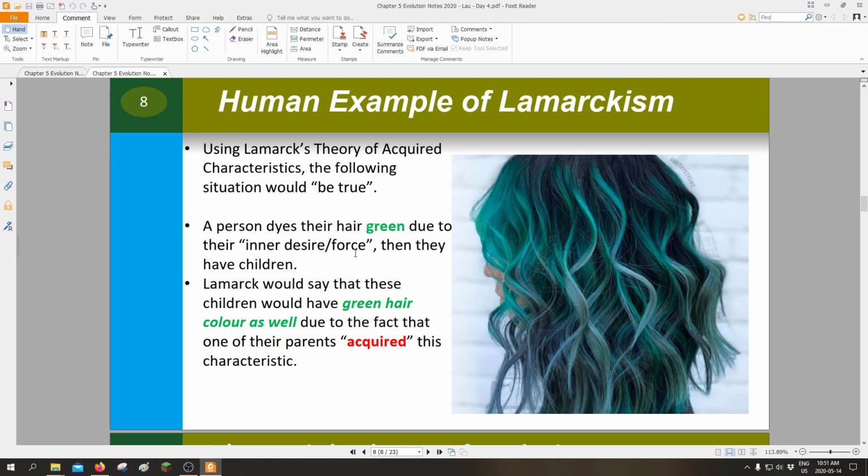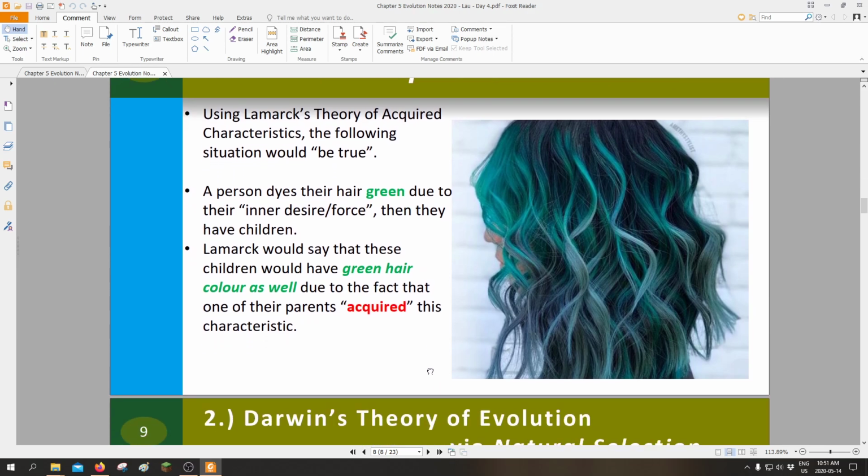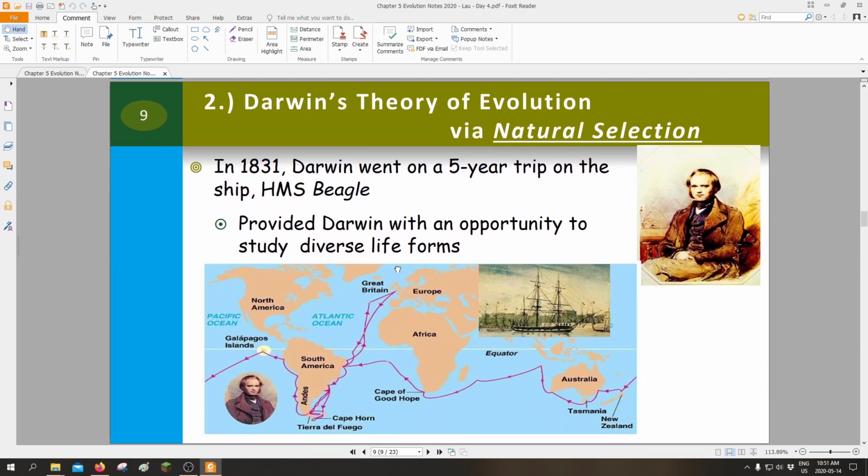Even though Lamarck saw what was happening, and he's like, okay, I see that the species change over time, he had a false idea of why that happened. Next, we have Charles Darwin, who looked at Lamarck's theory and was like, okay, let me just try this again.